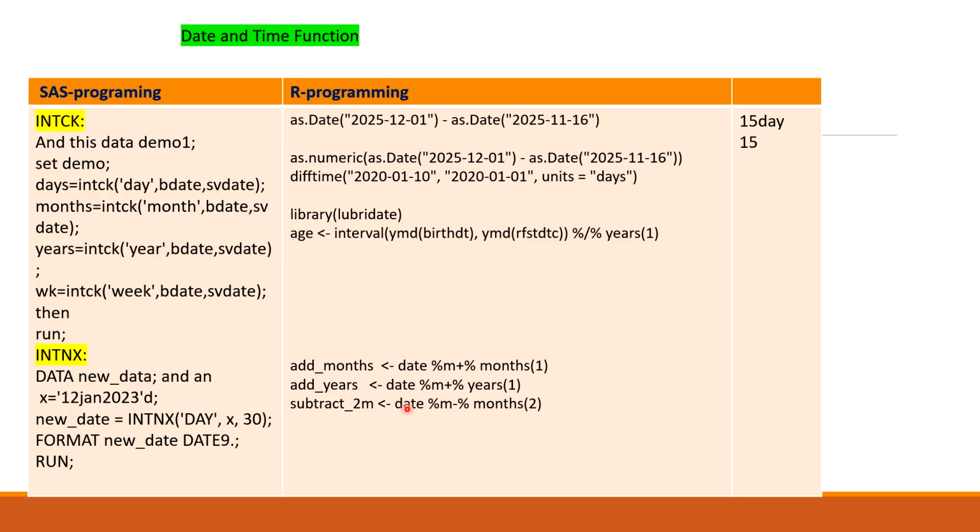In the same way, if you want to increase the month, we'll write month. If you want to increase the year, you'll write year. In the same way here, date plus months(1): here the one means how many months you need to increase. Here, how many years you need to increase. One more advantage is you can do minus also. For minus here, you need to keep m minus. It will work similar to the intnx function.